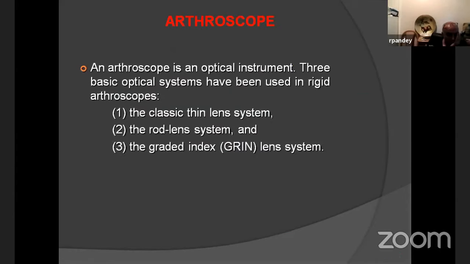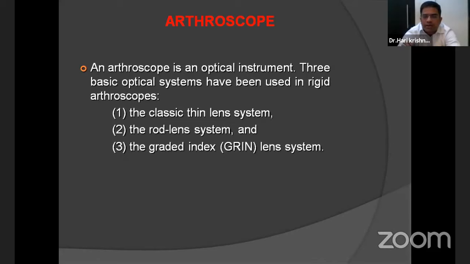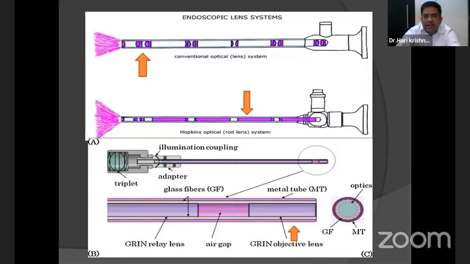So an arthroscope is an optical instrument where three basic optical systems have been used in rigid arthroscopes. The arthroscope has the classic thin optical lens system and the Hopkins rod lens system. The conventional one doesn't have a Hopkins rod lens system. Once he started using glass in the optical lens system, the image quality became better, and we are able to use a cold light source.